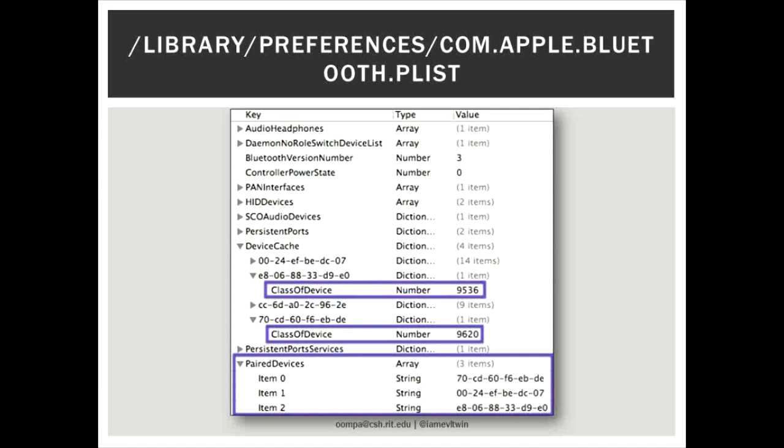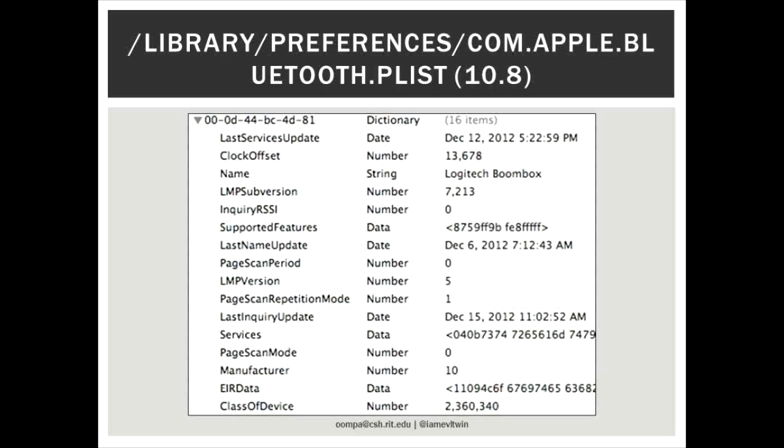And we can correlate that with the Bluetooth property list. Shown here, we can see in the device cache what devices were connected. The class of device shown here, 9536, can be reversed back to figure out what type of device it is.